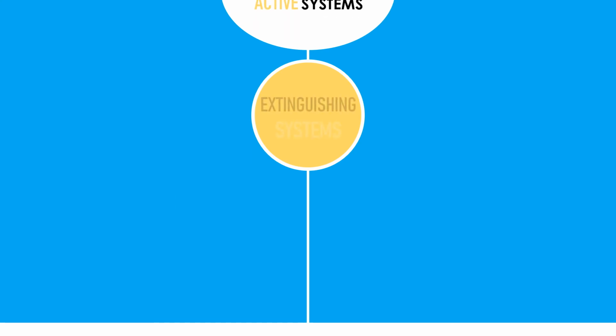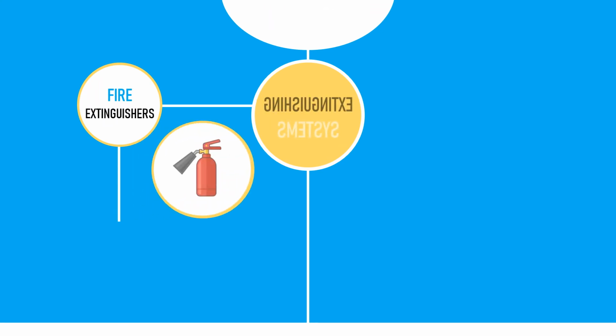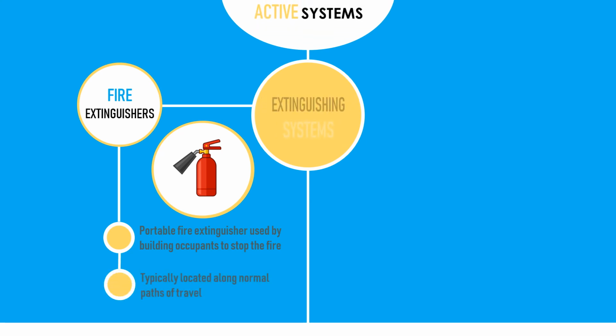Lastly, we are going to talk about extinguishing systems. First is fire extinguishers. These are portable fire extinguishers used by building occupants to stop the fire. They are typically located along normal paths of travel so that they are easy to access. Because they are movable and don't have to be attached to plumbing lines, these are usually specified by the designer on interior projects.